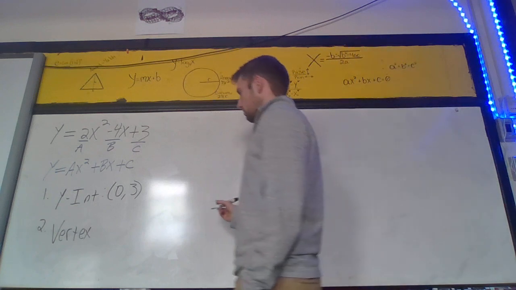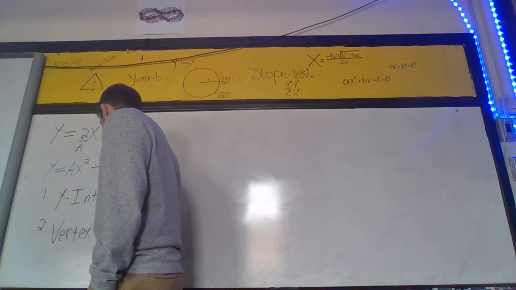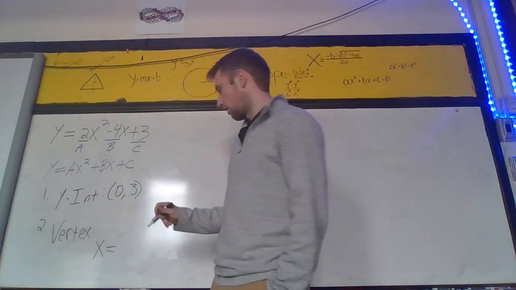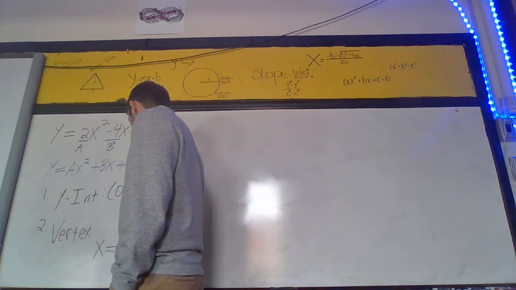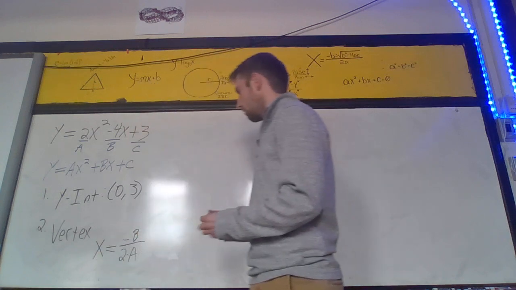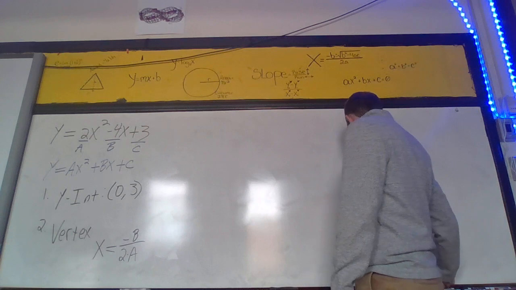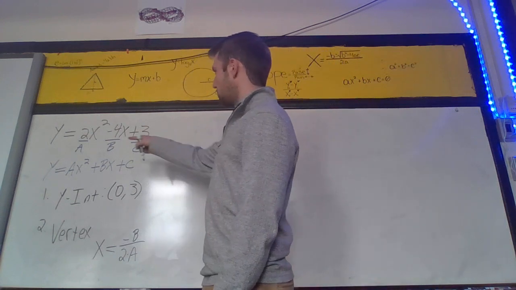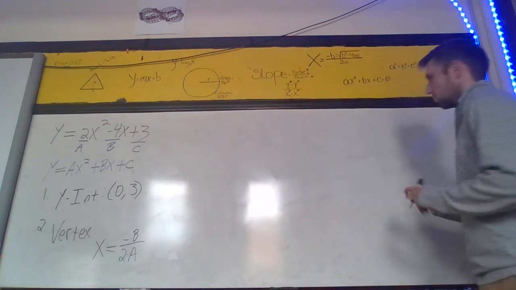So what's the equation for our vertex? Our equation is just a piece of the quadratic equation. We're going to say x is equal to negative b all over 2 times a. We have to plug that through and figure out what our x value is going to be. Our b value is negative 4.